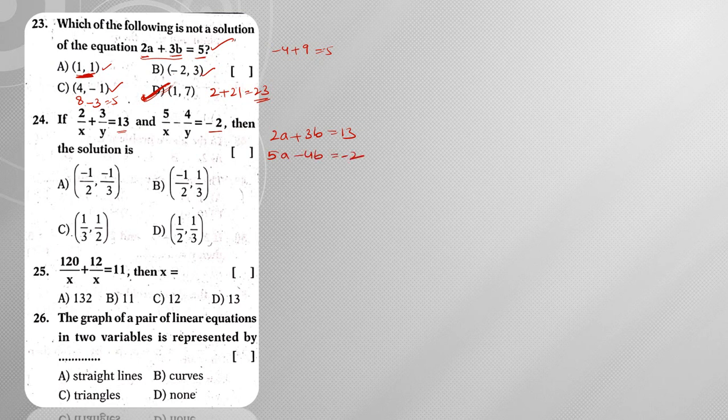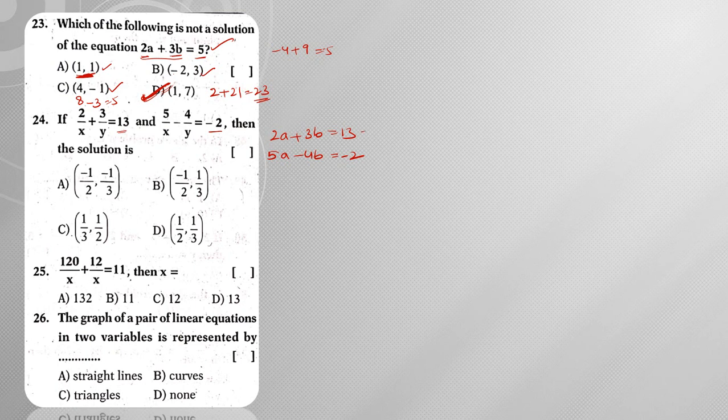minus 2. Now either you can use the elimination method or substitution method. So by any one of the methods you can solve it, and finally you need to find out the values of x and y. So how can you do it? So I am going to follow the elimination method.